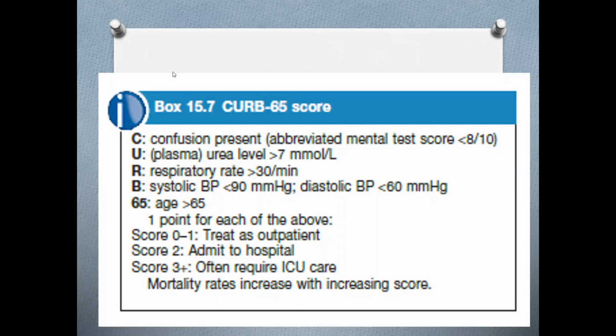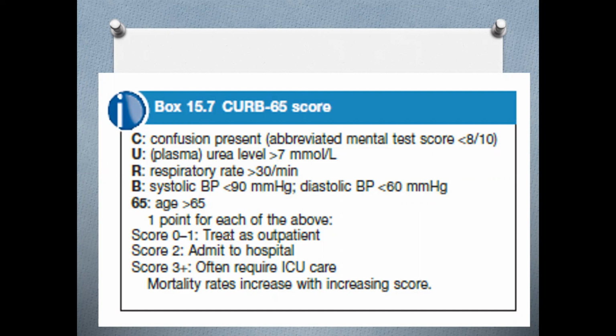So this is the CURB-65 score, where C stands for confusion present, defined by an abbreviated mental test score of less than 8/10. U is plasma urea above 7 millimoles per liter. R is respiratory rate above 30 breaths per minute. B is systolic BP below 90 millimeters of mercury or diastolic BP less than 60, and 65 is age above 65. Each of these is assigned 1 point.